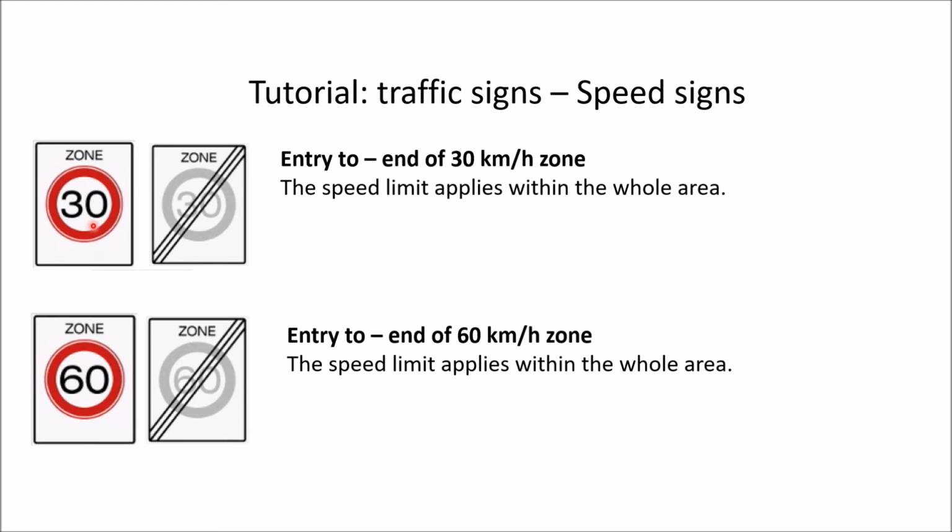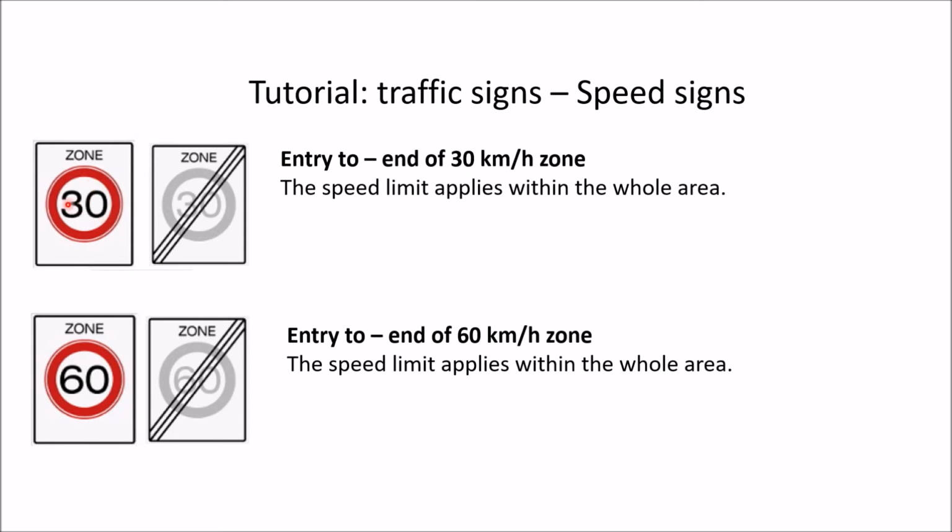These are the zones. Now you see the same thing, which is the maximum speed. But on top of that, you see the word zone. That means that this speed limitation is not for a certain road, but for a complete zone or a complete area.